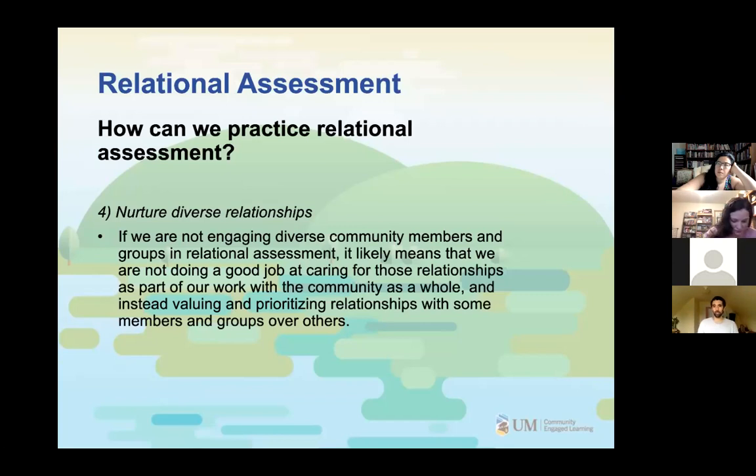This will help us with the process of assessment itself. It will mean that when we do assessments, either a program assessment or a relational assessment, our data set is more rich. We're listening to more voices, and we're capturing more perspectives. It also means that the more people and groups we include in our partnerships and our relational assessment, the better job we're doing at caring for those relationships in the community, instead of just prioritizing a small group of people who are easier for us to work with.